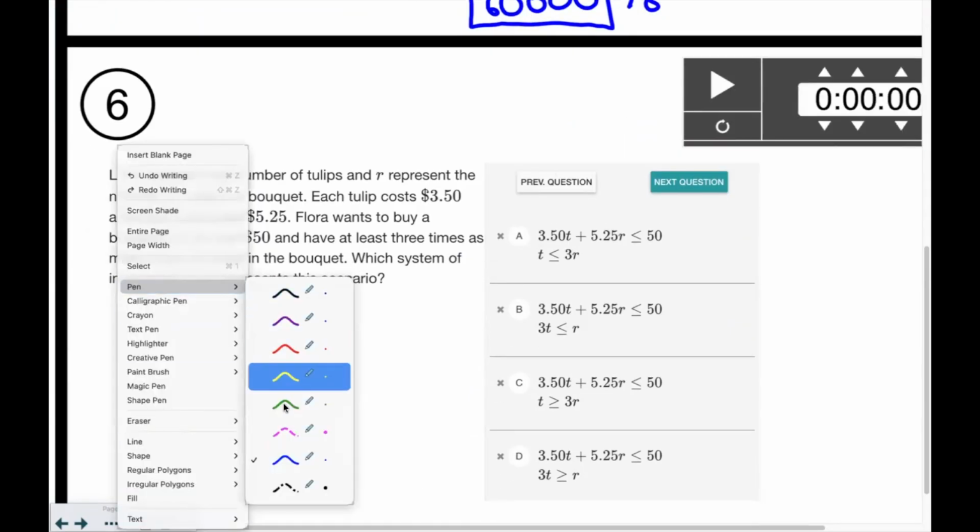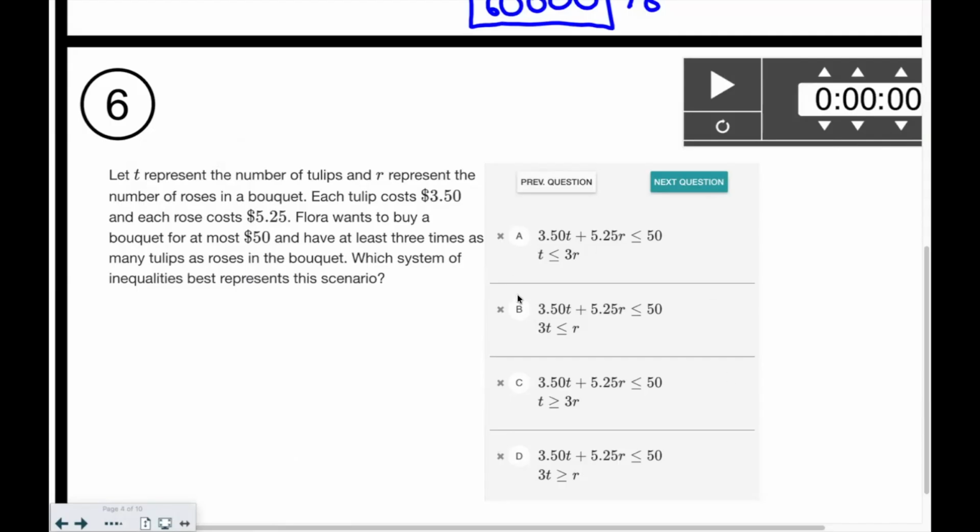This one's pretty tricky. All we have to do is figure out which one of these systems represents it, and honestly, every one of them is the same here, so we don't even have to worry about that part. The entire problem is just figuring out which one of these makes the most sense, and this has a common error that people make. We want to have at least 3 times as many tulips as roses, so I feel like a lot of students pick the one that has the 3T in it.